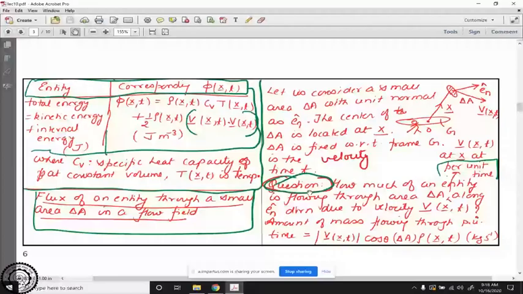How much of an entity is flowing? Entity means mass, momentum, energy. How much of an entity is flowing through this area delta A? Flowing through means crossing this area delta A along En direction, due to velocity Vxt. Right, so Vxt is a transporter. You can think of Vxt as a transporter. Velocity is a transporter.